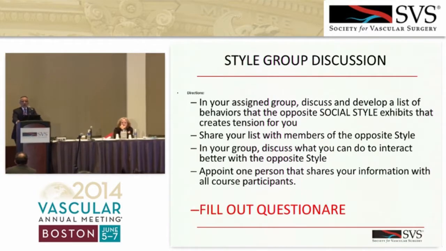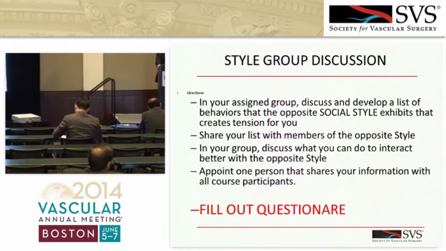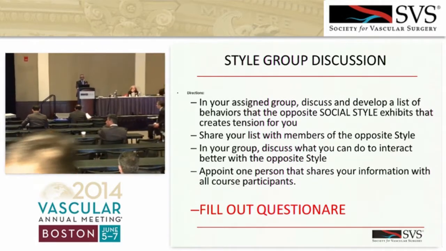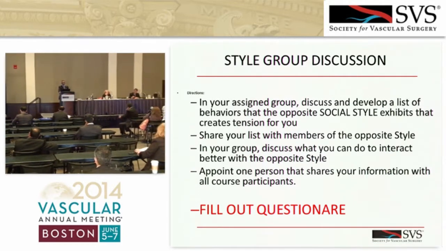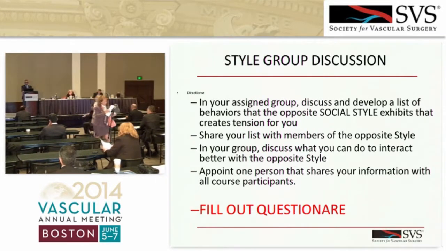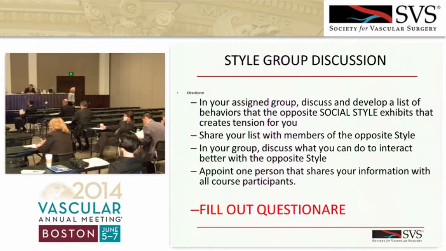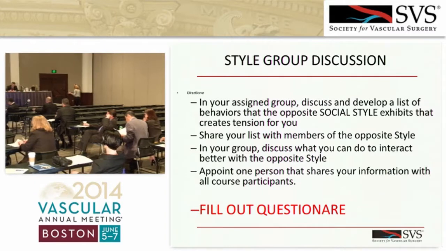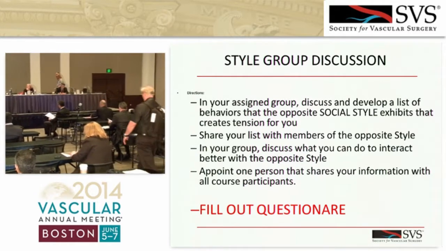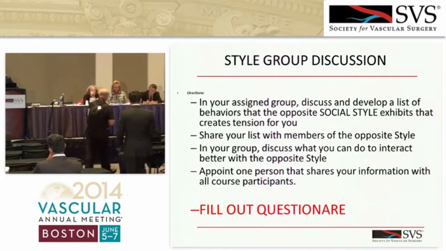After that, in your group of 5 with the facilitators, you'll discuss and list behaviors that create tension for you. Talk to your group about whether they agree with the behavior style that shows up on the survey, and what you can do to interact better. Then, after about 15 minutes of discussion, your group will appoint one person to relay feedback to all of us. There's one very important thing: there is a one-page questionnaire in there, 6 questions, that you will be asked to fill out at the end, before 5 o'clock.